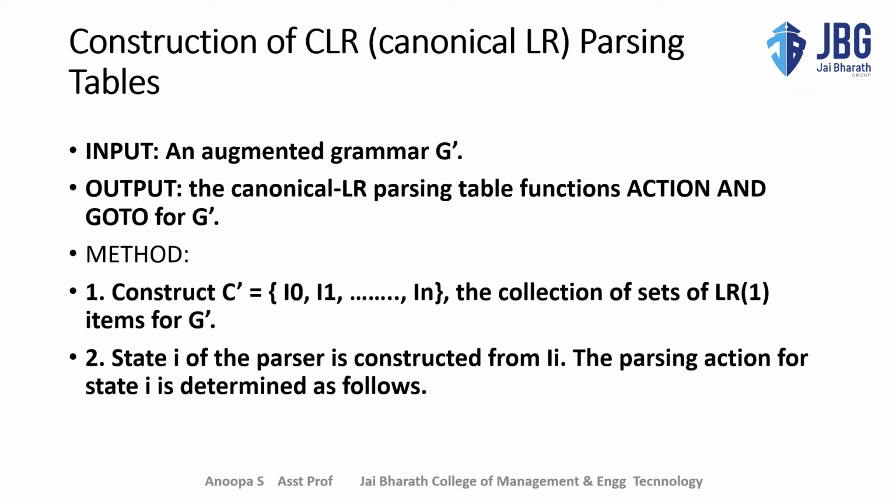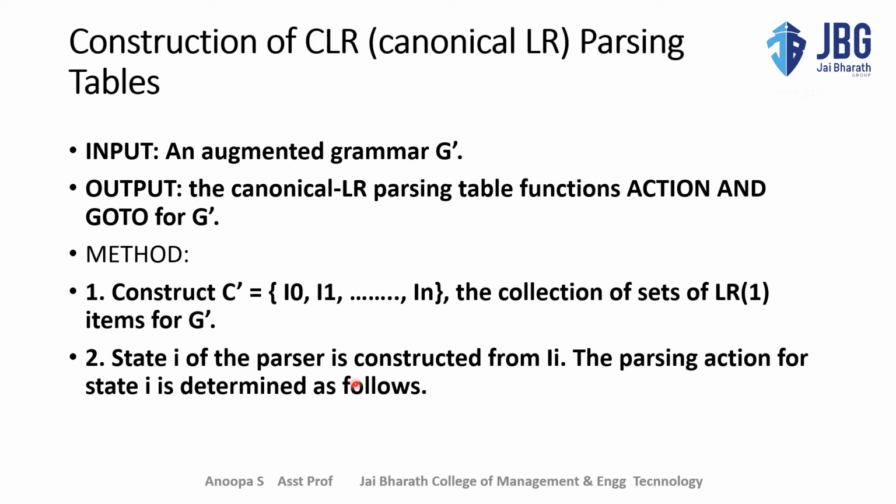See how we can construct a CLR parser. It is similar to that of the LR parser. The input is an augmented grammar G dash, and the output will be a CLR parsing table with the functions action and goto. The first step is to construct C dash, that is, the canonical collection of LR(1) items.